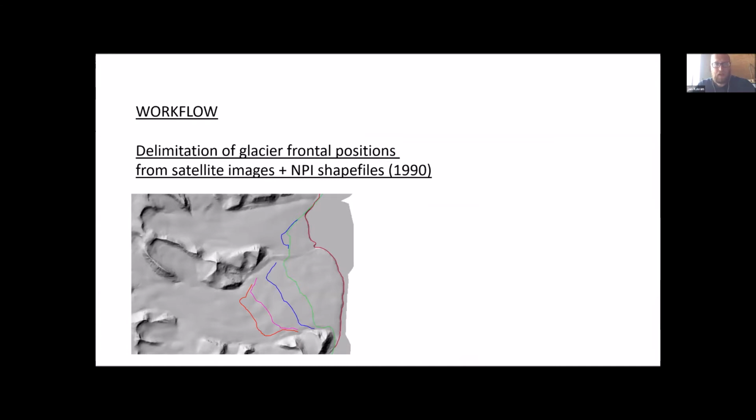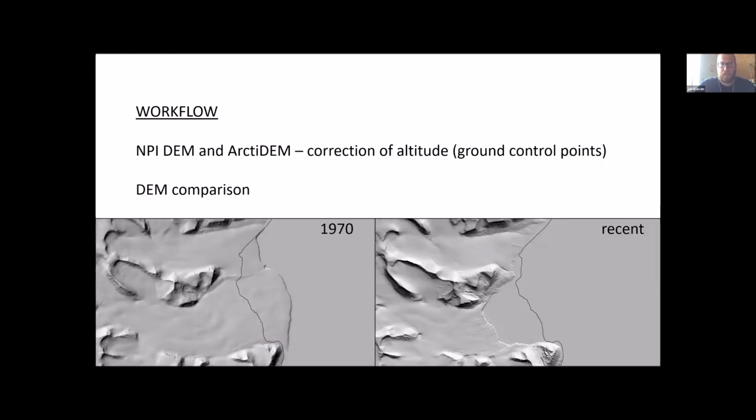I delimited the glacier frontal positions from the satellite images and the NPI shapefiles, which was pretty easy. And then I used the two digital elevation models, the old one and the ArcticDEM as a recent one. Obviously, I had to make some corrections of the altitudes, as the two elevation models are using different projections and different ellipsoids, I guess. So there was a bit of work on that, but I finally managed to fit these two elevation models one on each other. So then it was pretty easy to compare them.